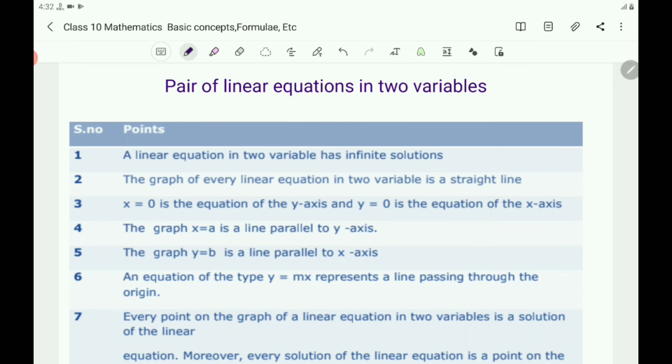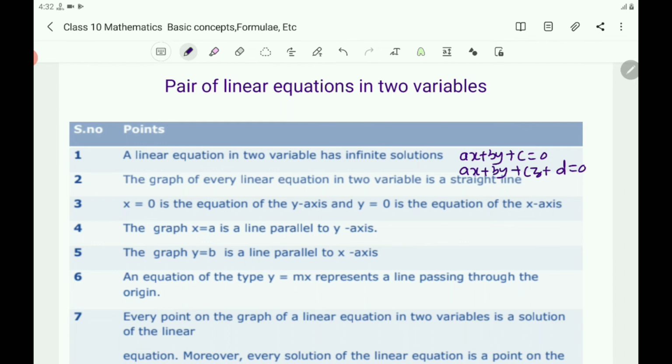So it may be in the form of ax plus b equals 0, where a and b are reals and x is a variable. Only one variable will be there in the linear equation of one variable. Now if two variables are there, that is in the form of ax plus by plus c equals 0. Three variables may also be there, that is in the form of ax plus by plus cz plus d equals 0.